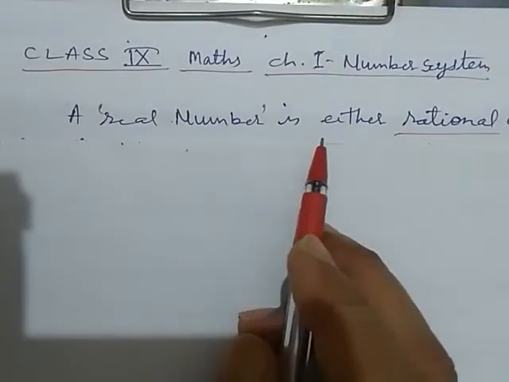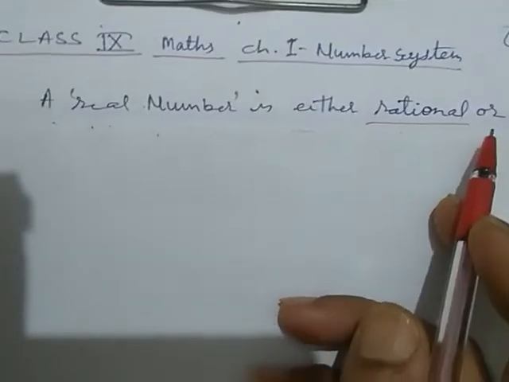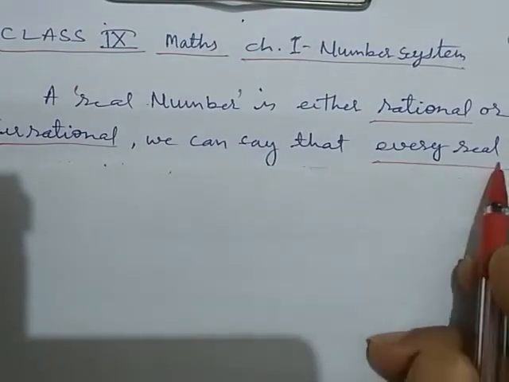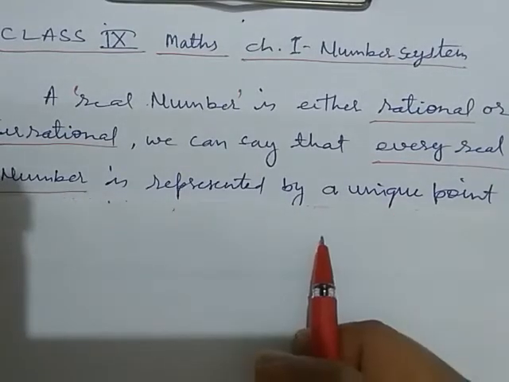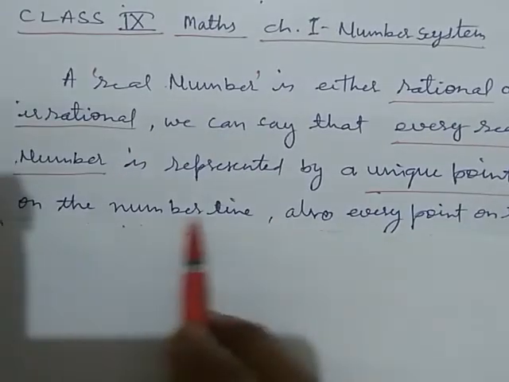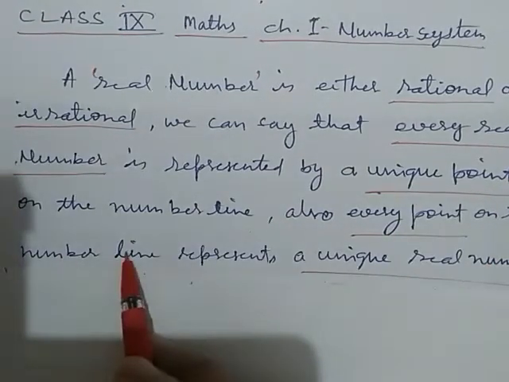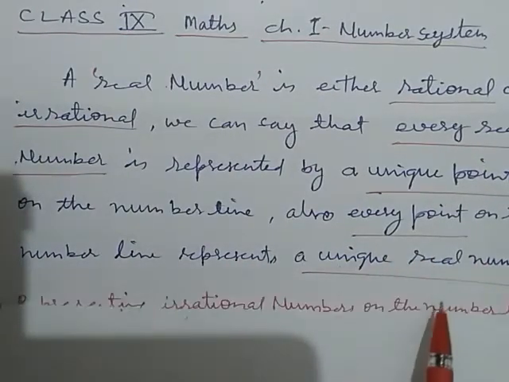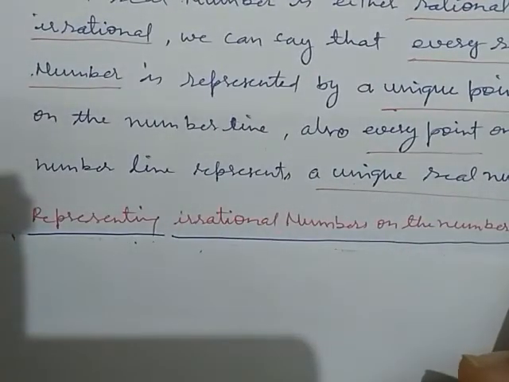A real number is either rational or irrational. We can say that every real number is represented by a unique point on the number line. Also, every point on the number line represents a unique real number. So now we are representing an irrational number on the number line.